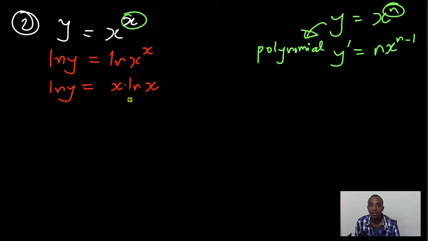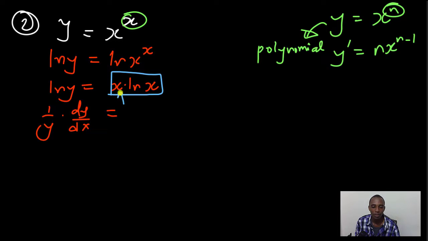And then I take derivatives on both sides. So the derivative of this is 1 over y times the derivative of y. By the way, we can also use the dy dx notation if you like that. Alright, so here we have a product of two functions. We have this function and this function here. Just to remind you of the product rule.